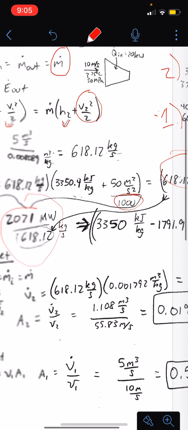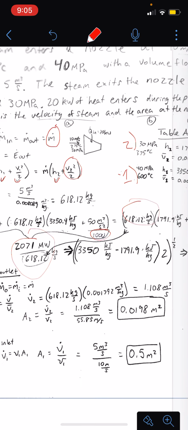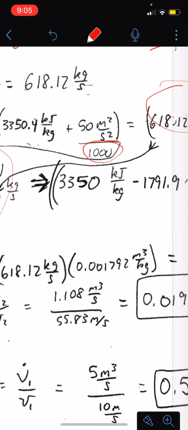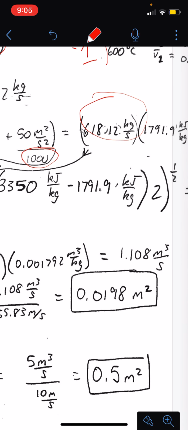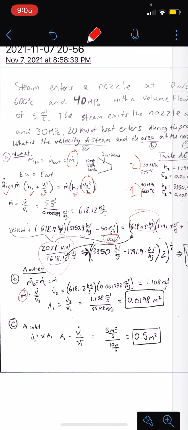And then to find our area at the outlet, we are going to divide the volume flow rate that we just found, 1.108 meters cubed per second, by the speed of steam at the outlet, which we calculated in part A. So 1.108 meters cubed per second divided by 55.83 meters per second will give you 0.0198 meters squared. So that's the area of the nozzle outlet.